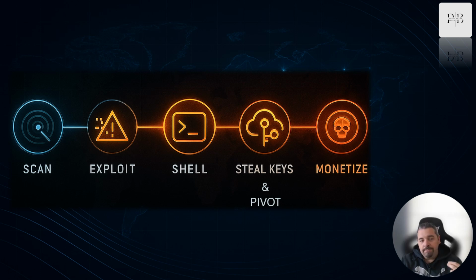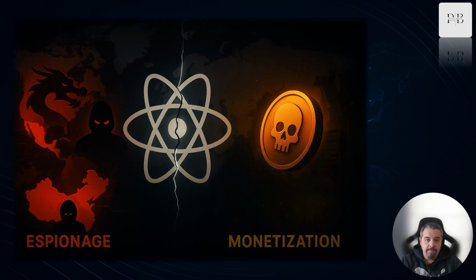And the last one, monetize. The final step depends really on the attacker. Cybercrime groups deploy crypto miners or ransomware. Nation-state actors usually drop backdoors and begin quietly siphoning data. This is why React2Shell is not just another bug. It's a straight line from a single HTTP request to a full cloud compromise.